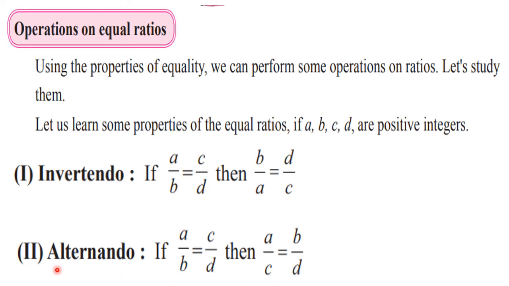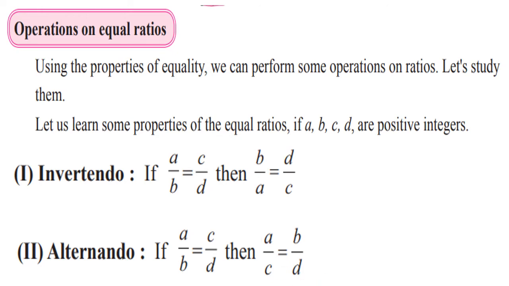So this property is called as what? Alternando. Okay. If A upon B is equal to C upon D, then A upon C is equal to B upon D. These two are interchanged. We can interchange these two also.